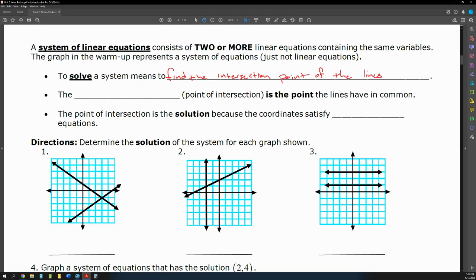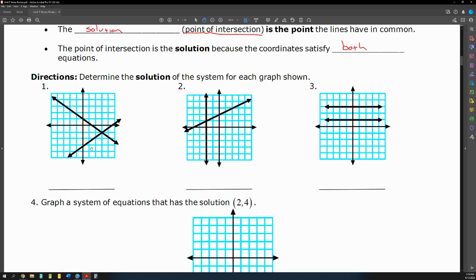The solution, or the point of intersection, is the point that the lines have in common. So where those lines intersect is the solution, and it's a point that both lines have in common. The point of intersection is the solution because the coordinates satisfy both equations. So if we were to plug in the xy coordinates into the xy equation, then both of those equations would be true for that ordered pair, that set of points.